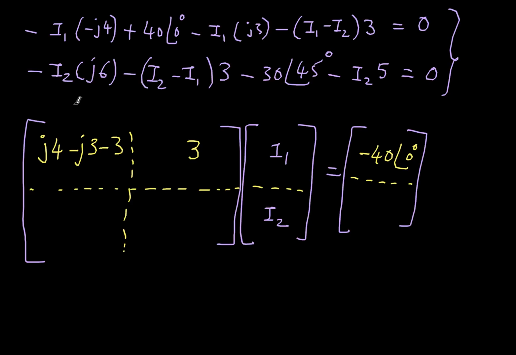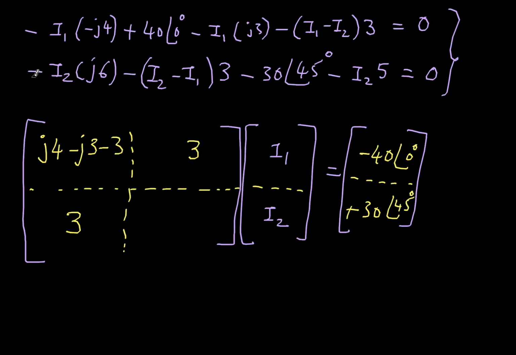Look at the second equation. Now let me look at the coefficient of I1 only. So this is I2, so this is I2. So minus minus, and then minus into minus will become plus, and then there is a 3. So the 3 will come here. And then this minus 30 angle 45 will go to the right side. It will become plus 30 angle 45 degrees.